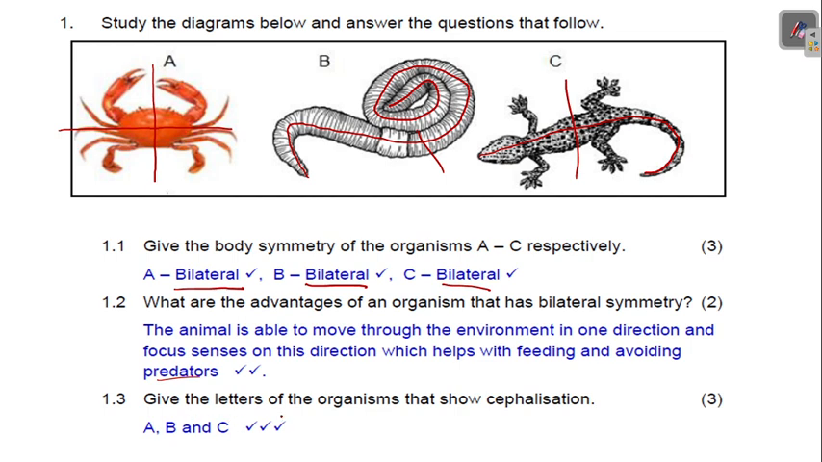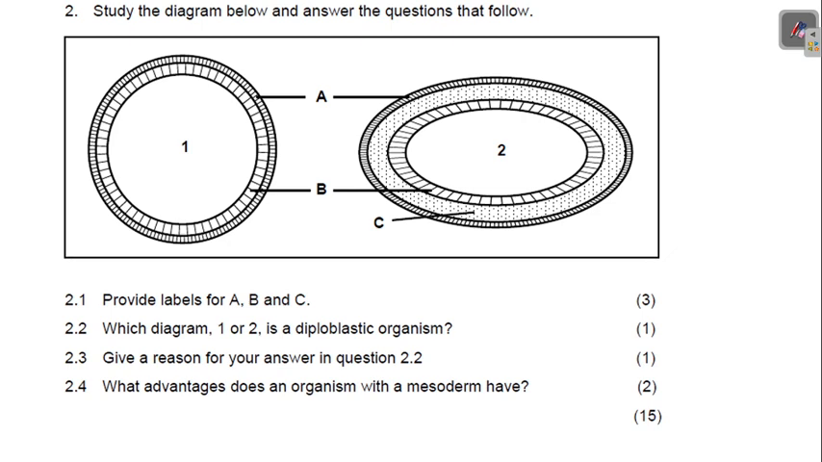Then give the letters of the organisms that show cephalization. Which organisms have a concentration of sense organs on their anterior end? Yes, A, B, and C. Good. Now we'll come back to this one later on.